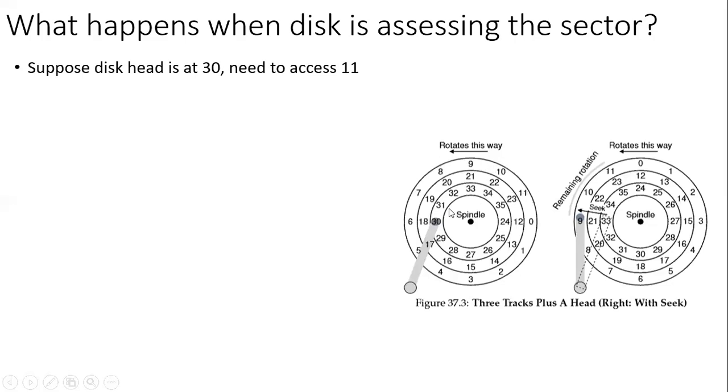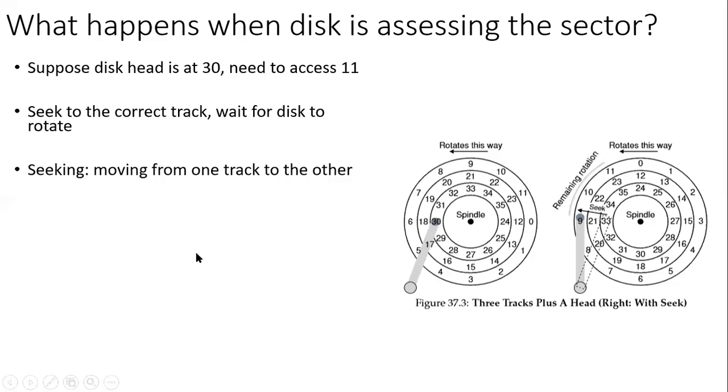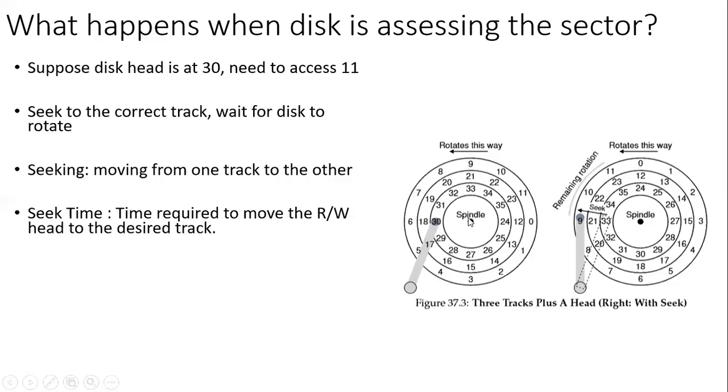These are the blocks, or we can say these are the sectors, right? So seek to the correct track, wait for the disk to rotate. Seeking is nothing but moving from one track to the other. So the seek time is the time required to reach a particular track, right? Now the head is at track number 1. When it wants to access block number 11, suppose block number 11 is present at track number 3. This is track number 1, this is 2, and this is 3.